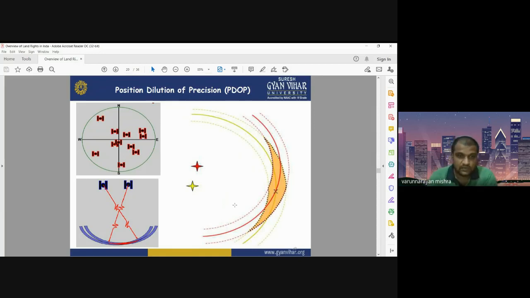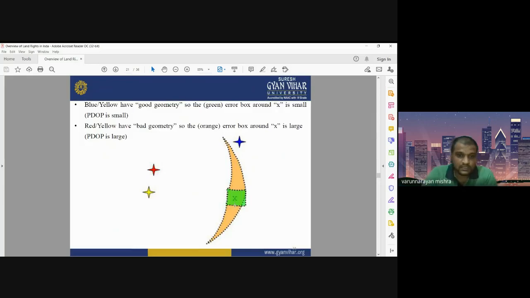Okay, so this is the ideal condition. This green box is the ideal condition for getting better accuracy. If your signals are coming from satellites that are well distributed in space, and if they are forming this kind of shape, this green shape, then it will be known as less dilution of precision. And in this case, we will have good accuracy, good precision, and good precise information about the position.